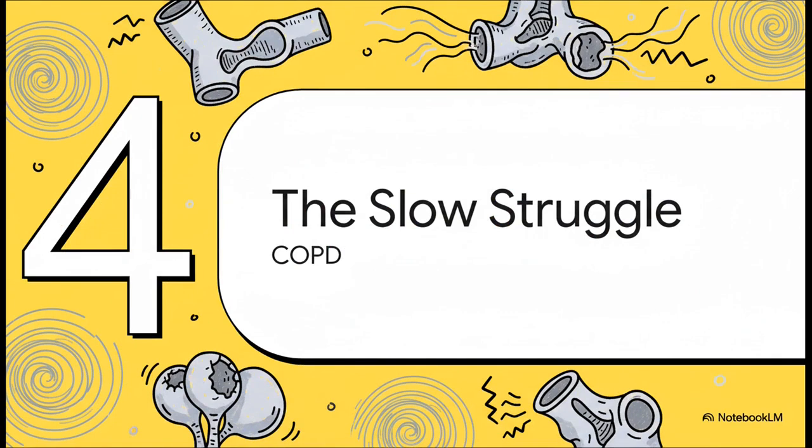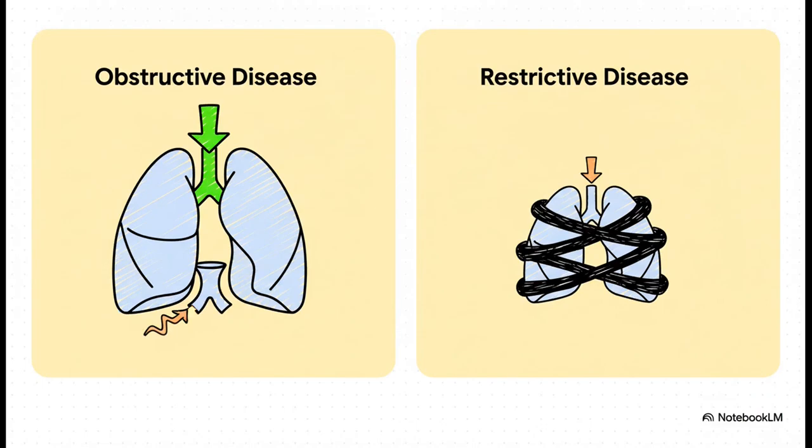Now, let's shift our focus. From an acute crisis, we are moving to a slow, progressive battle: the chronic diseases that obstruct airflow, a group of conditions you will see every single day in your practice. To understand COPD, you absolutely must know this basic difference. A very simple way to remember it is this. Obstructive is an out problem. The air gets trapped inside. Restrictive is an in problem. The lungs cannot expand fully.